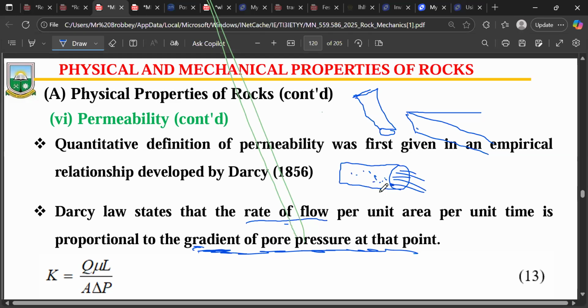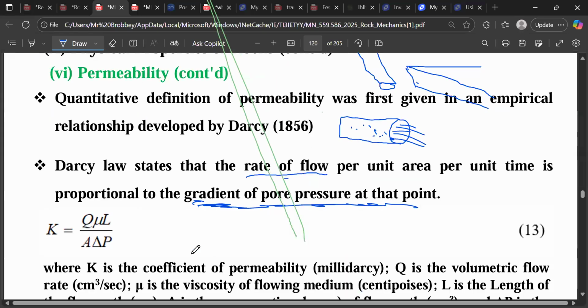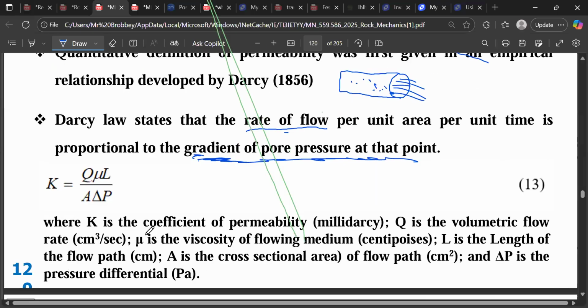And then Darcy proposed a formula that says that K is equal to Q mu L over A change in P: the length, area, and then the change in the pressure.